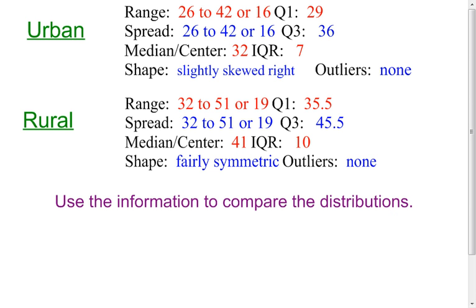And then it says use the information to compare the distributions. And when you compare the distributions, I want you to talk about center, shape, spread, and any unusual characteristics that you would see. Okay, so if I talk about spread, I would say something like this. Rural areas have a slightly larger spread than urban.